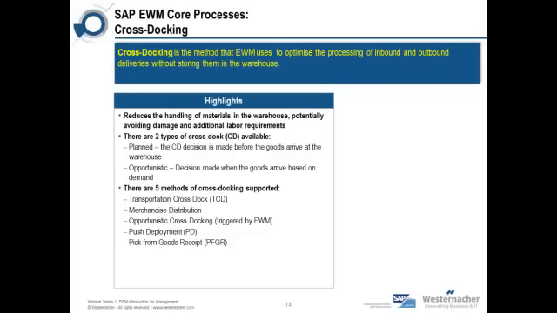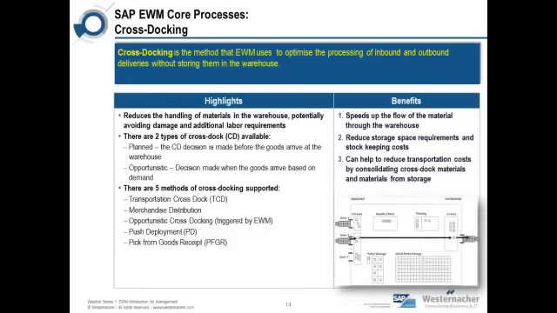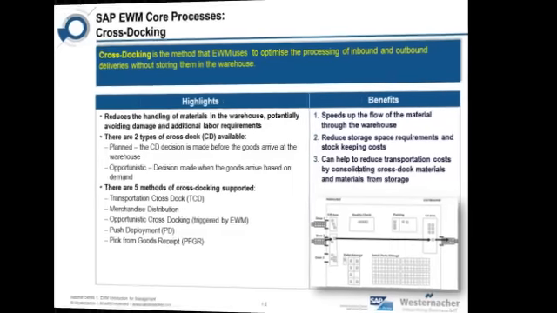There are 5 methods of cross-docking supported by EWM: transportation cross-docking, merchandise distribution, opportunistic cross-docking, push deployment, and pick from goods receipt. The benefits of cross-docking include the speeding up of the flow of the material through the warehouse, the reduction in storage space requirements and stock keeping costs, and it can help to reduce transportation costs by consolidating cross-dock materials and materials from storage.